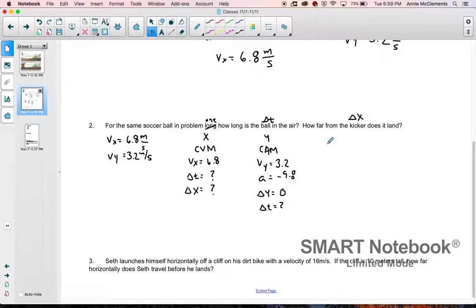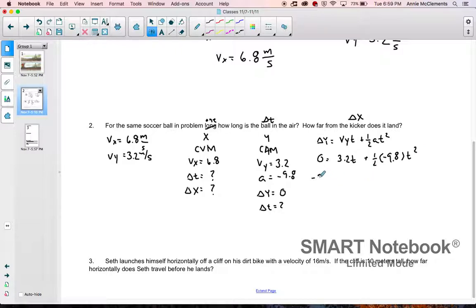We can use delta y equals vyt plus 1/2 acceleration times t squared. Go ahead and plug some numbers in there. 0 equals 3.2 times t plus 1/2 negative 9.8 times t squared, right? Gonna do some algebra here.